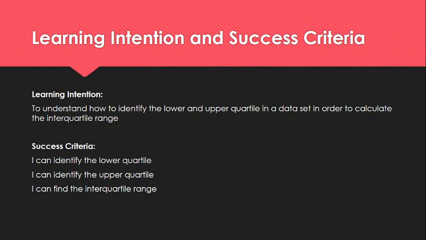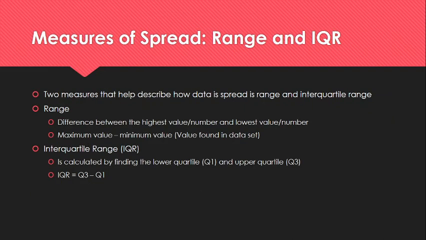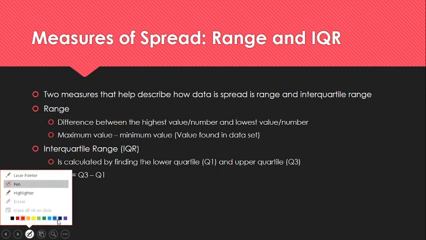Today's success criteria is that I can identify the lower quartile, given by the little acronym capital Q with little 1. I can identify the upper quartile, Q with little 3, and I can find the interquartile range, IQR. I would suggest you write these down because they are perfect for saving time. So measures of spread, we use range and IQR. IQR, I did say, was interquartile range.